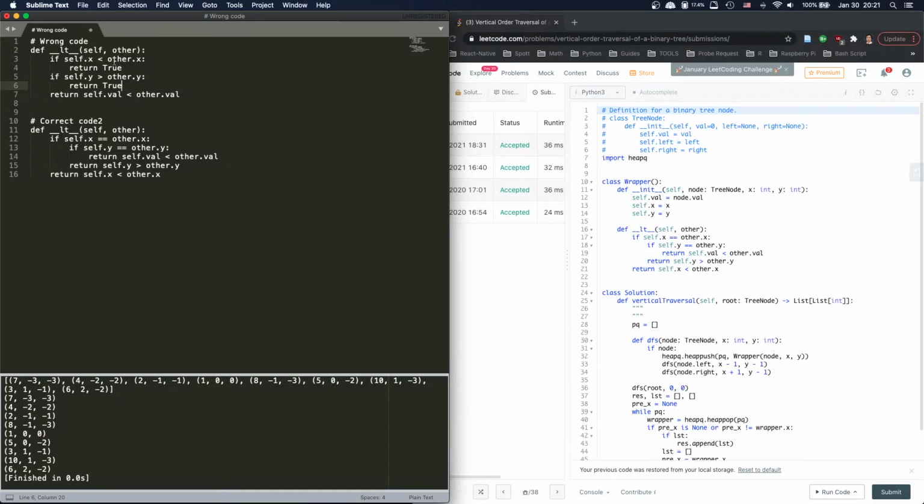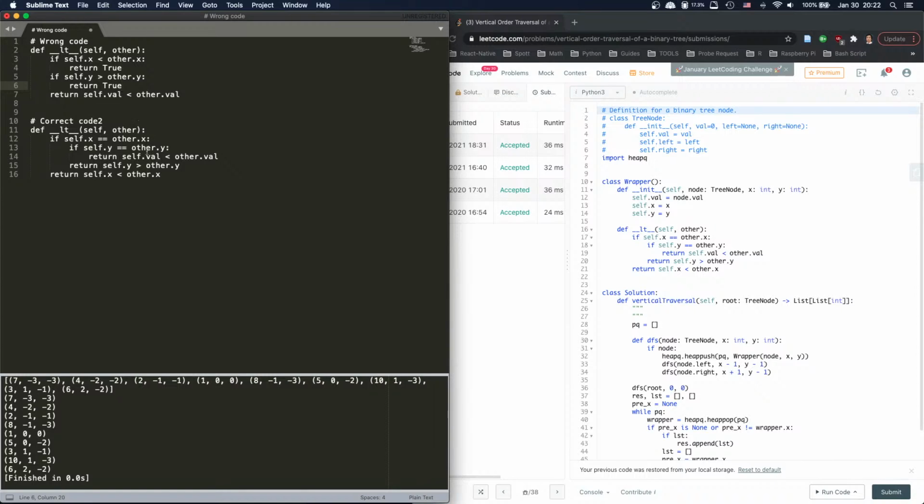The condition should be to check whether the x are the same. So now look at the correct code here, which is also implemented here. We first check if self.x and other.x are the same. If they're not the same, then we return the natural comparison between the x. And if they are the same, then we need to check on the y.